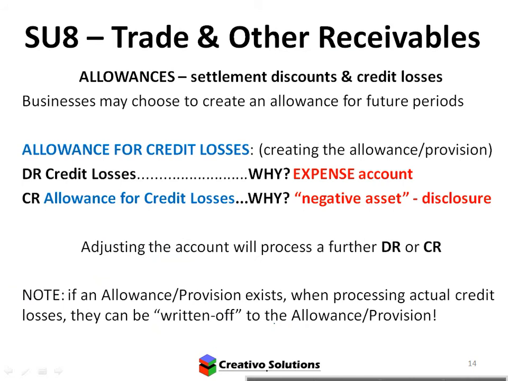Here's a note about the allowance. What is an allowance? It's a negative asset. The best way I can approach this is by thinking of your disclosure. Do you agree? When I sell, I'm going to create what? Debtors. Asset increase.